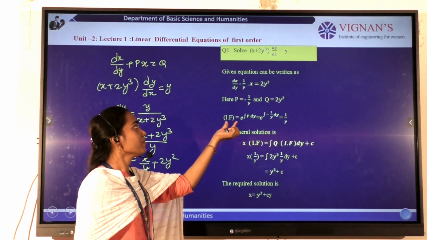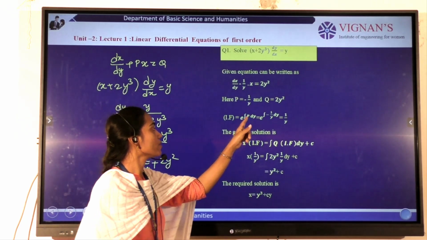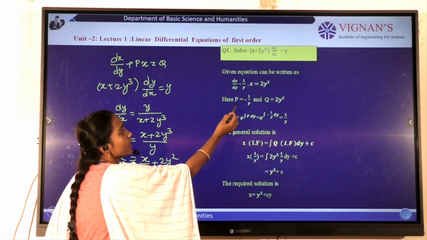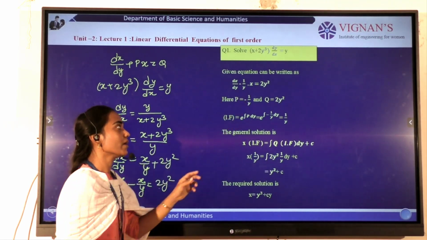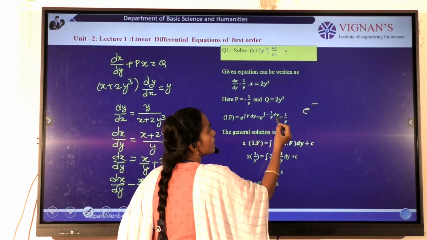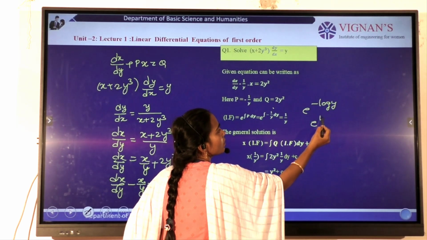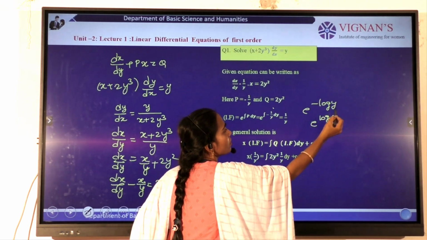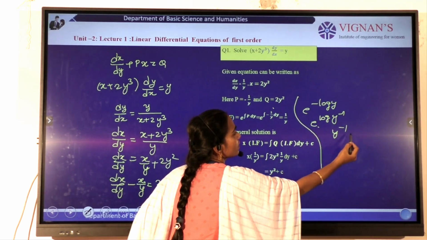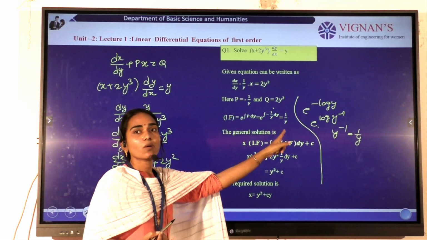Next, integrating factor. Integrating factor is e power integral p dy. This is the first step of our solution. So e power integral, what is p? After comparing, we get p is equal to minus 1 by y. Minus 1 by y dy, which is e power minus, what is integral 1 by y? Log y. So e power log y power minus 1. When e and log cancel, we have y power minus 1, which is 1 by y. So the integrating factor is 1 by y.